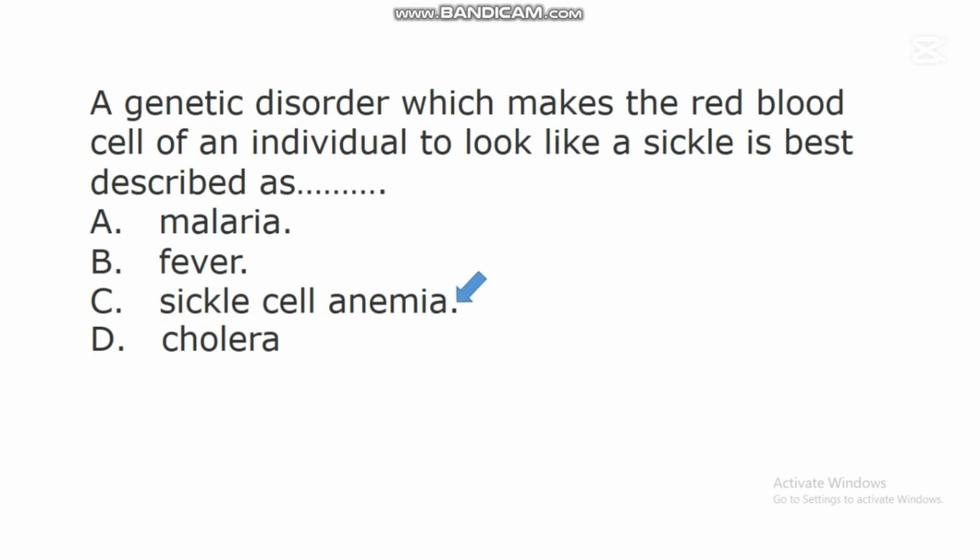Sickle cell anemia. Sickle cell anemia is a genetic condition which makes the red blood cell of an individual to resemble a sickle in shape. So when an individual is suffering from sickle cell anemia, his or her red blood cell will not be circular in shape again. The normal shape of the red blood cell will now change and begin to look like a sickle.